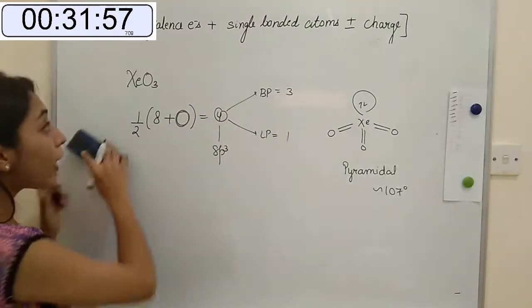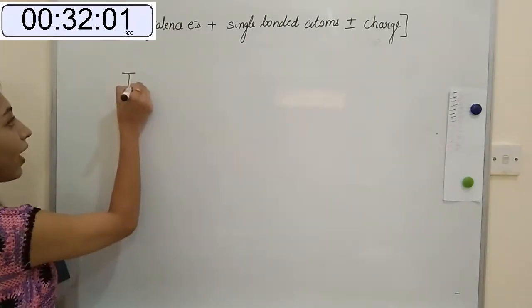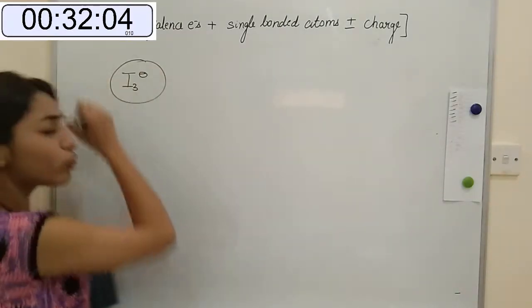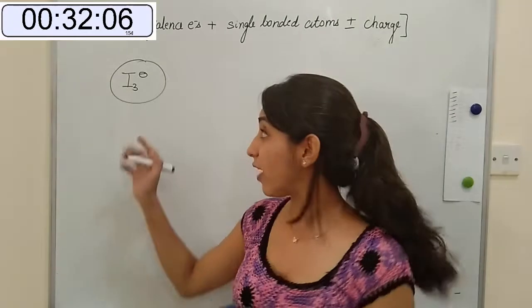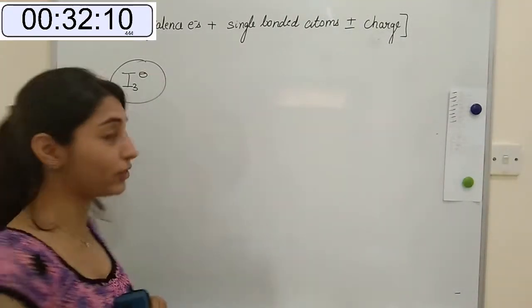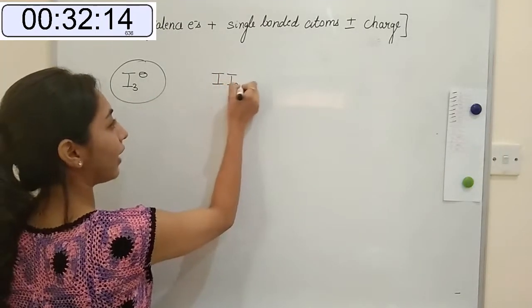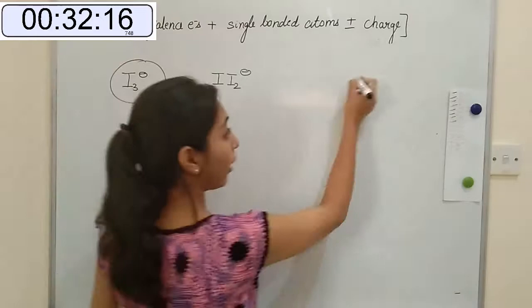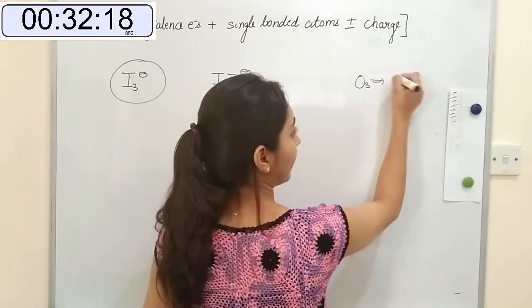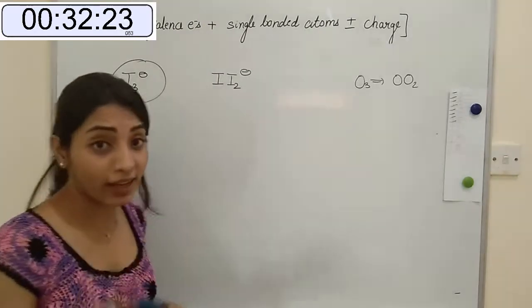Done? Now one very decent molecule which is I3 minus. Many times JEE and NEET have asked questions related to I3 minus, and there is a trick to solve the question. How to write I3 minus? Remember how we did O3? I had written it as O2. Similarly, I3 minus, I'll write it as I2 minus.